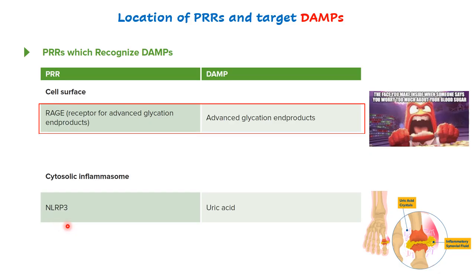And then you've got this other one here, NLRP3. This one can recognize deposits of little crystals that are made of uric acid. You know when that happens? Gout. Everybody heard of gout? It's a very painful, inflammatory condition. How do you get gout?